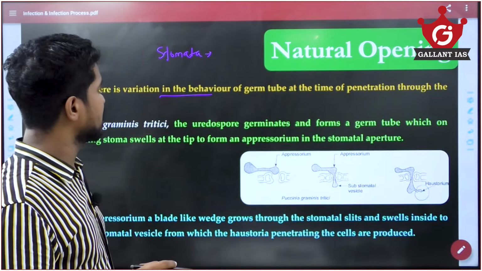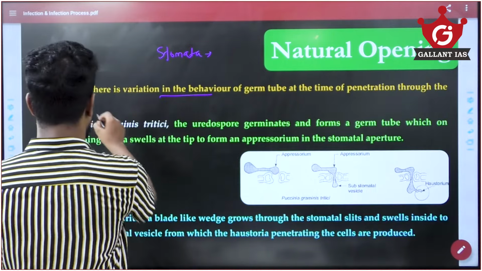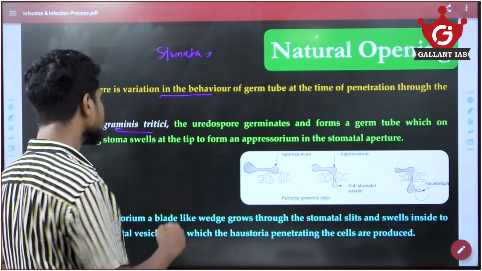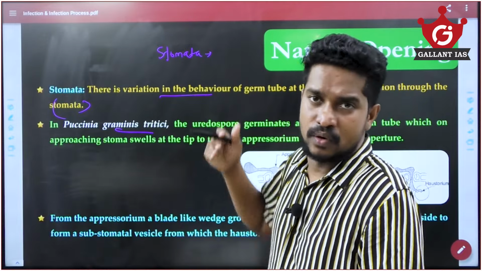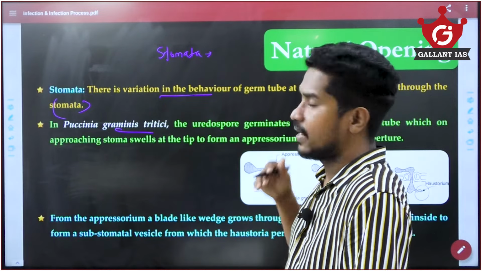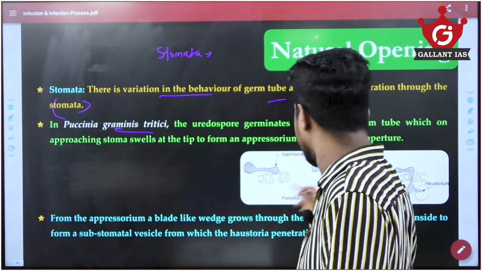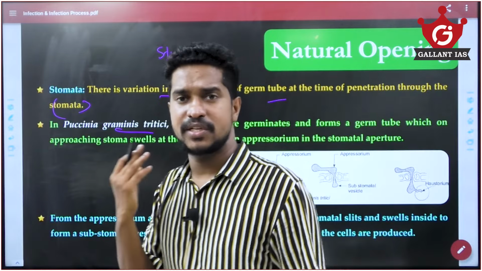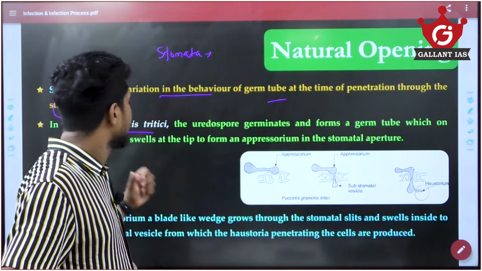There is variation in the behavior of the germ tube at the time of penetration through the stomata. It can enter through natural openings in plants, for example through stomata. So there is a variation in the behavior of the germ tube at the time of penetration through the stomata.